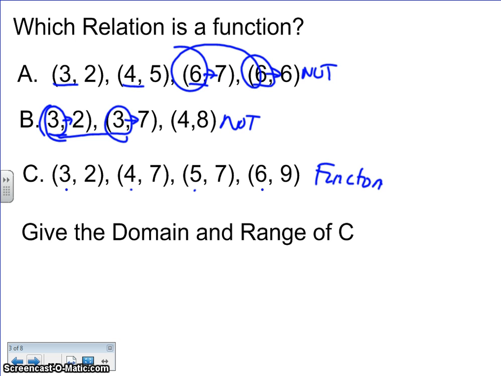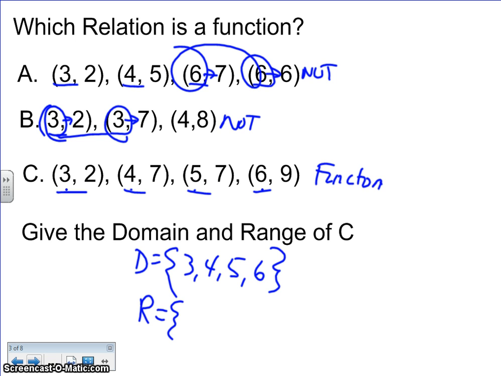And then we'll do the same thing. We're going to write the domain and the range. The domain is the x values, which is going to be 3, 4, 5, and 6. The range is going to be the y values, which is going to be 2, 7, we're not going to write 7 twice, and 9. So 2, 7, and 9. There you go. That's how you find the domain and the range if you have ordered pairs.